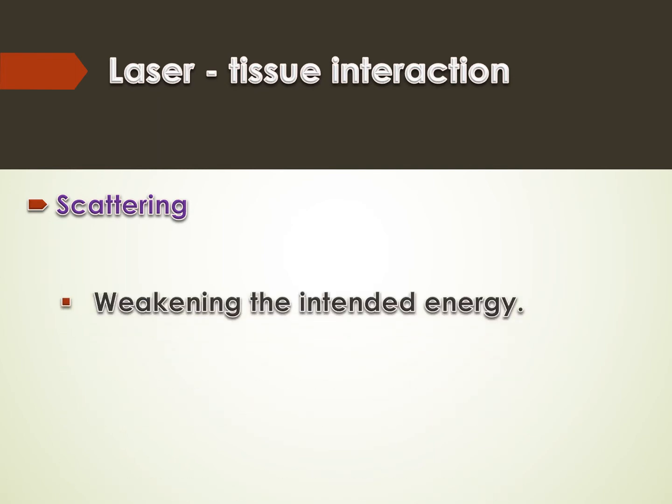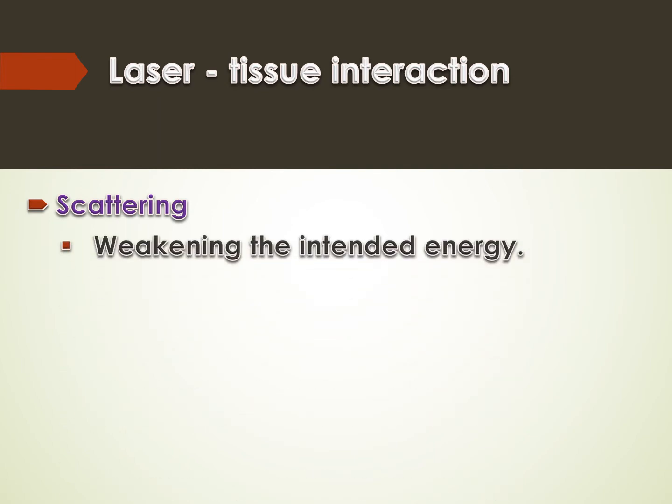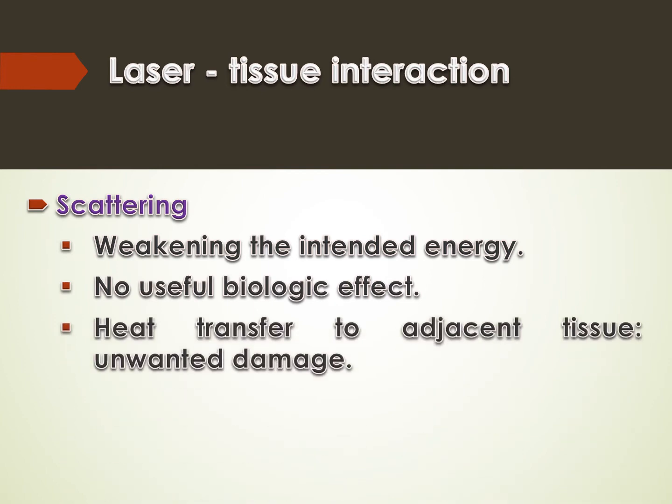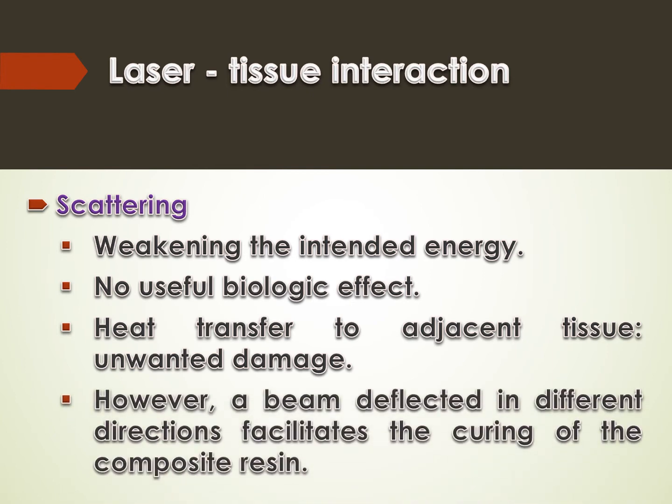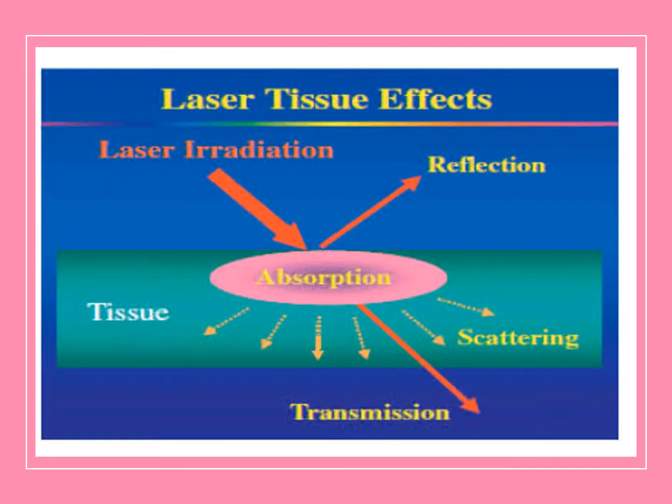Scattering. Weakening of the intended energy. No useful biologic effect. Heat transfer to the adjacent tissue, which produces unwanted damage. However, a beam deflected in a different direction facilitates the curing of composite resin. This image explains the difference between the four tissue interactions with the laser light, which are absorption, reflection, transmission, and scattering.